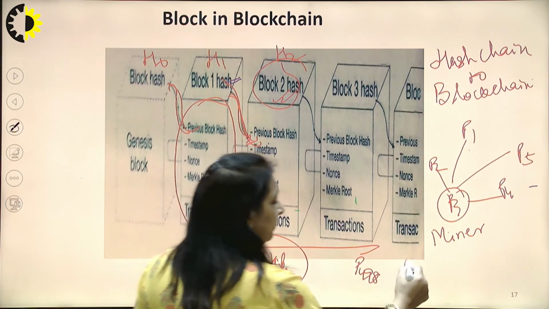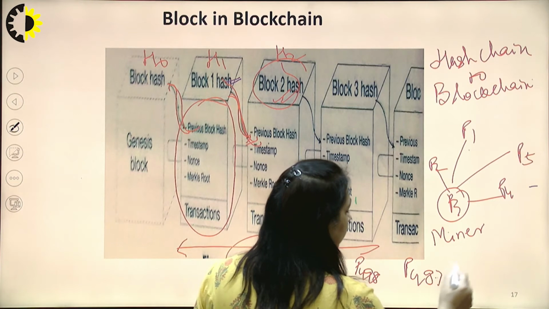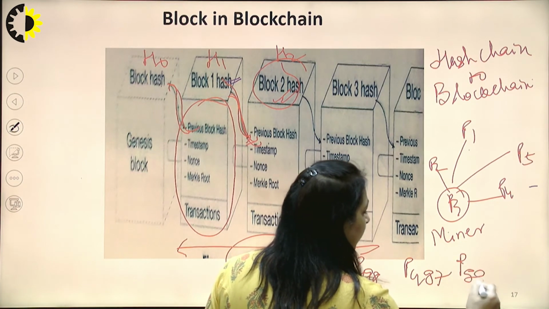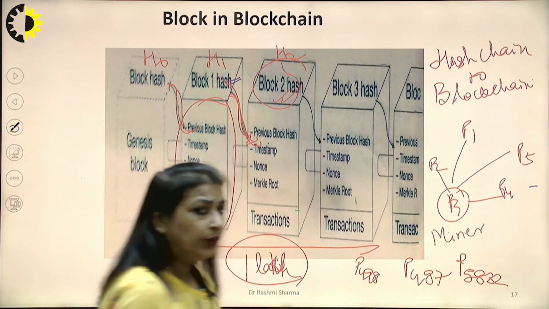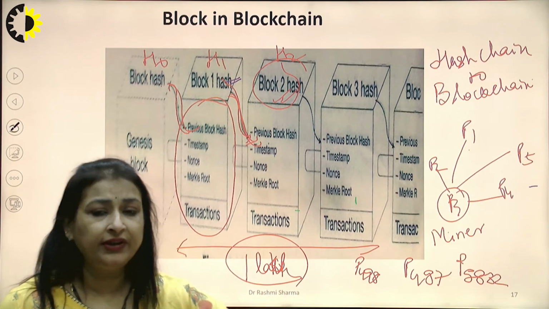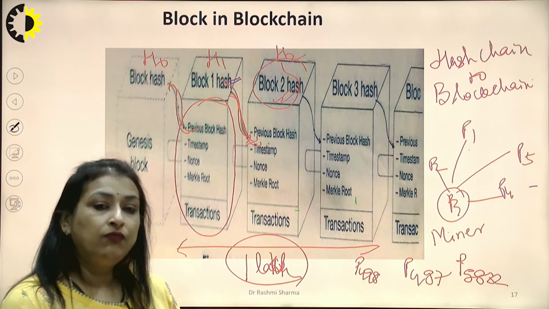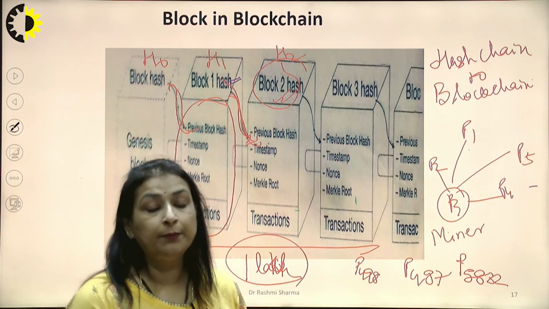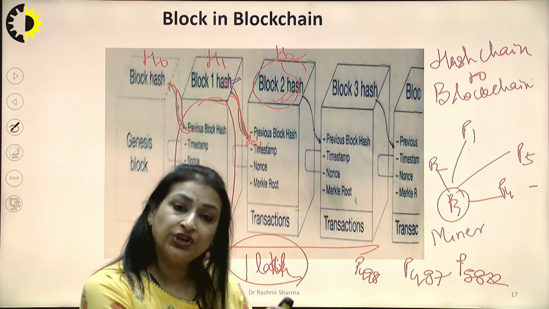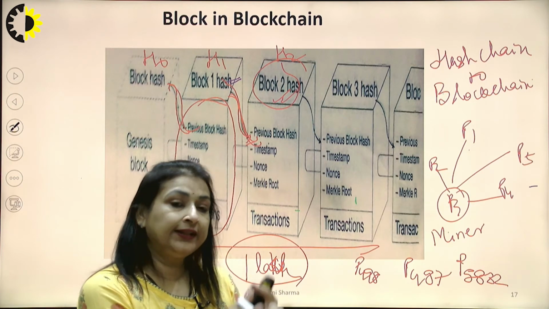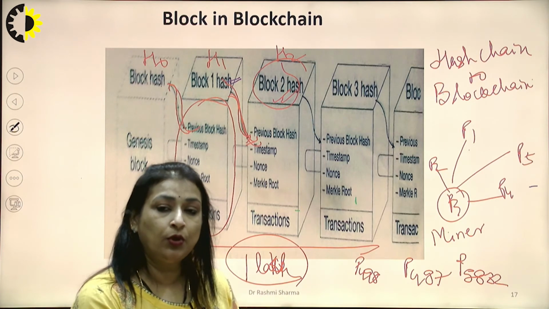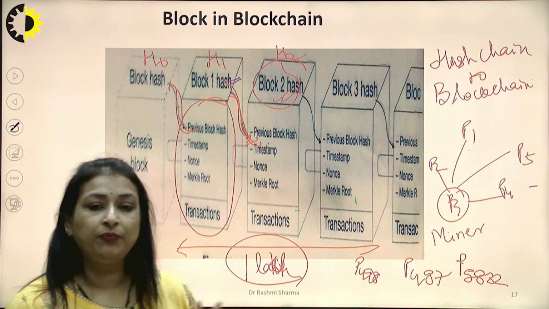P498, with P487, with P5832. So P3 may not have a direct connection with these particular persons. So P3 would broadcast this particular block which has been generated, or tell that he is the miner for this particular block, to only a group of people.